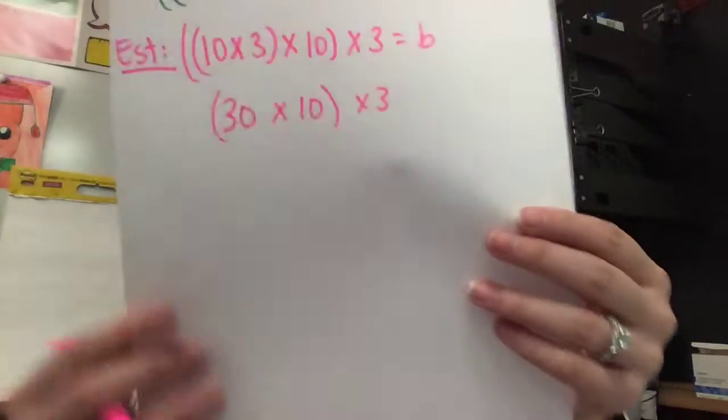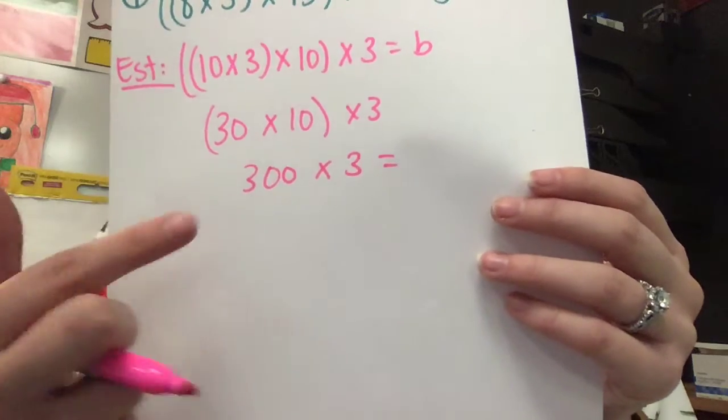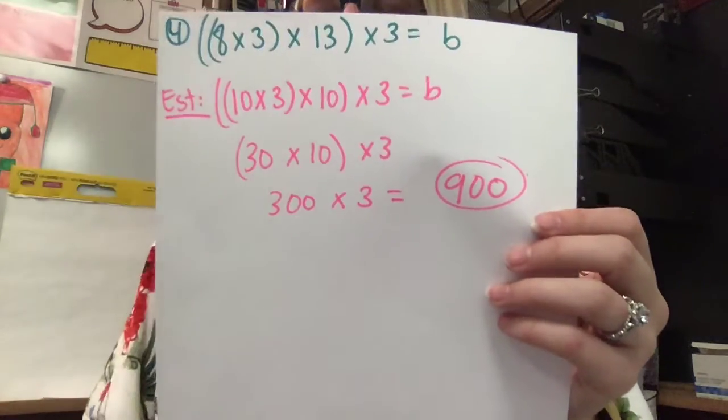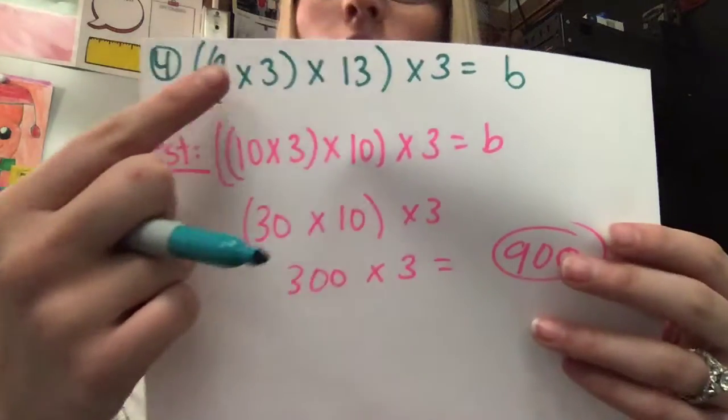So then I've got 30 times 10. Well, 3 times 1 is 3. And then I've got 2 zeros, so that's 300. And then I just got 300 times 3. 3 times 3 is 9, and then 2 zeros. So our estimation right now is 900. Okay, let's check how far away we are from that. All right, so we got to go back to our original plan.